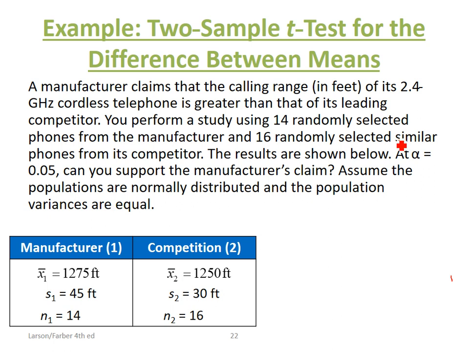You perform a study using 14 randomly selected phones from the manufacturer and 16 randomly selected similar phones from the competitor. The results are shown below at a 5% level of significance. Can you support the manufacturer's claim? Assume the populations are normally distributed and the variances are equal. So this time it is pooled. We're going to just put the two together and figure it all out as one thing.